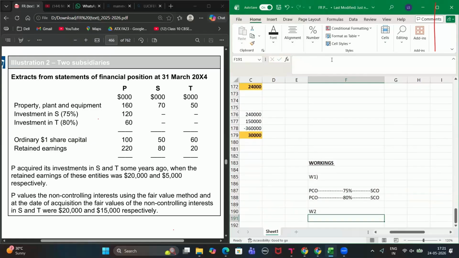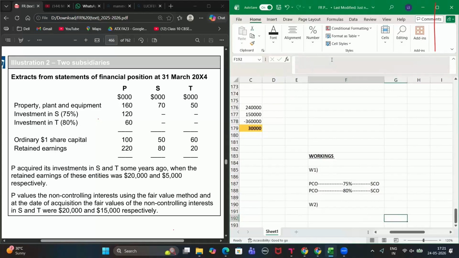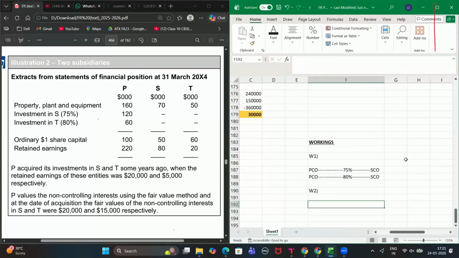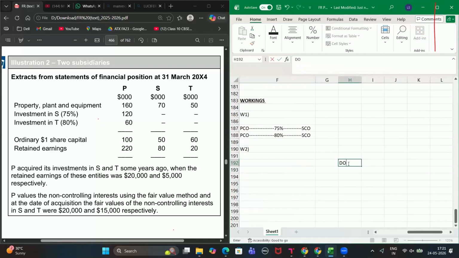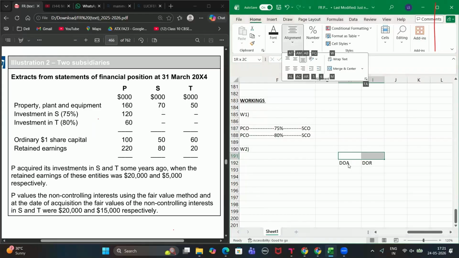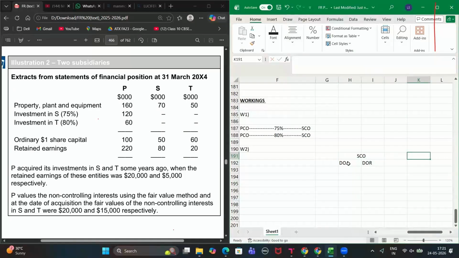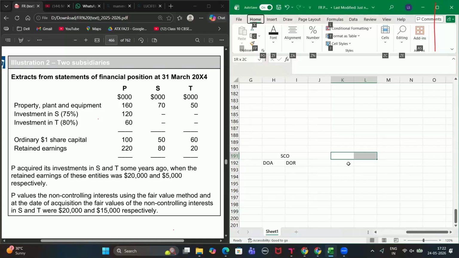What is working two? Net assets of subsidiary, right? So in this case, how will we calculate net assets? We have date of acquisition and date of reporting. We have S company. Do we only have S company? We have two subsidiaries, right? So we have T company as well.